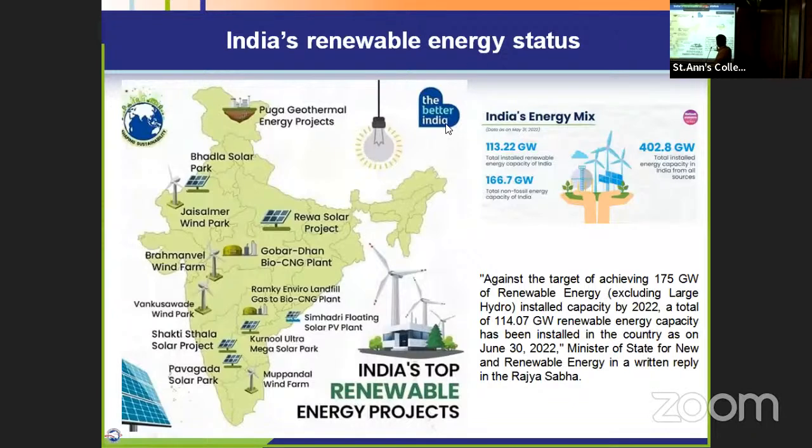And this is the statement given by the Honorable Minister of State for Renewable Energy. He said that with respect to the target we set for 2022, we have almost 140 gigawatts of renewable energy capacity, which is far from our target, but we are closing in on achieving our target. So we are doing good in renewable energy, and we hope that in future also we will meet our targets and produce a lot of energy using renewable sources.